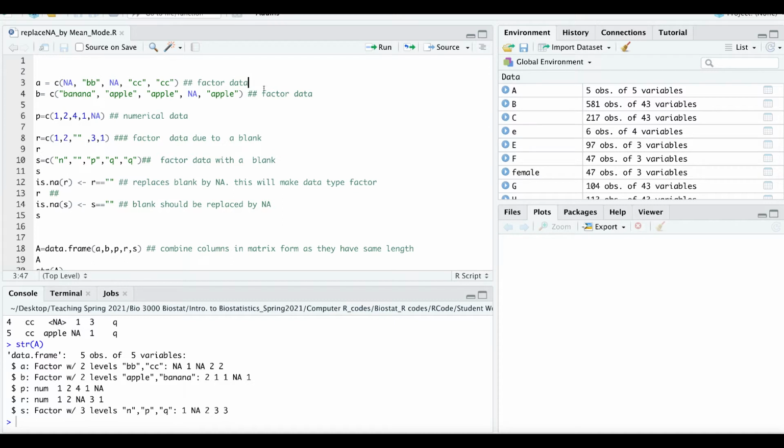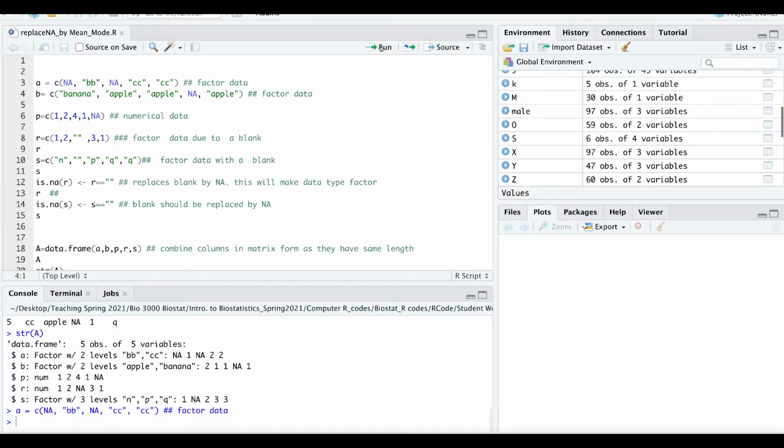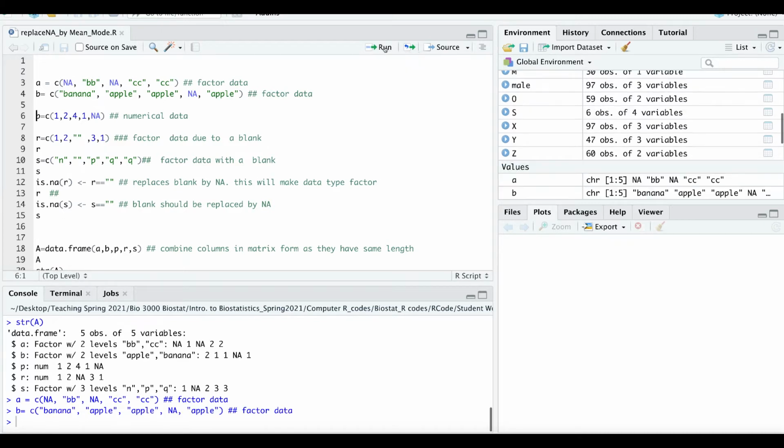First of all, A is a vector with two NAs. This is a factor data because you see the quotation marks. It has 5 data points, but 2 of them are NAs. I ran that code, and B is also a factor data. It has only one NA, and you see that apple is repeated twice, so the mode of this must be apple. The mode of the vector A must be CC, right? Let me run that code.